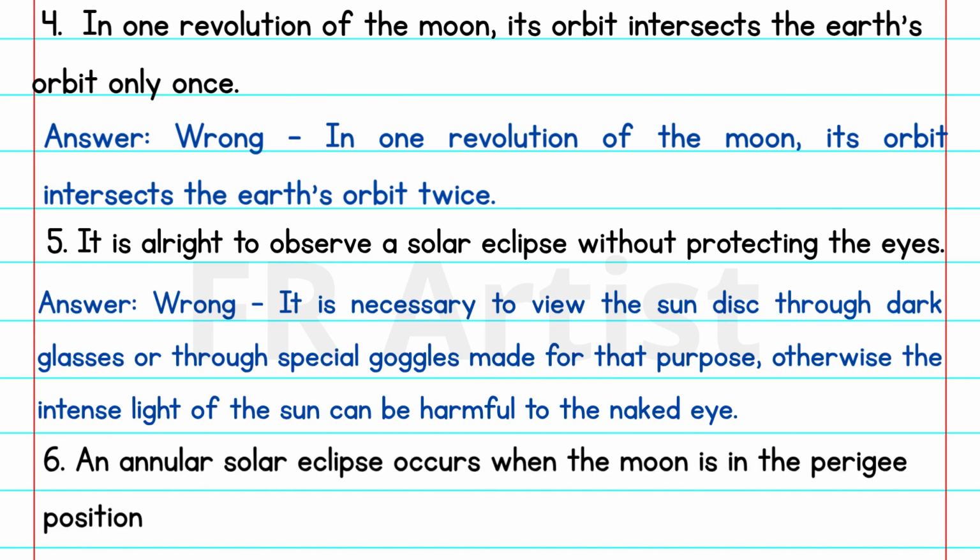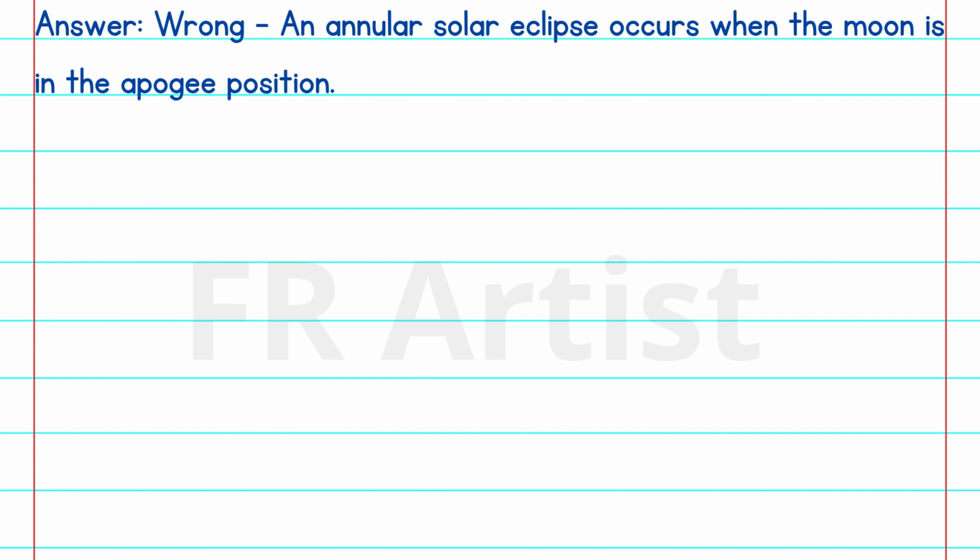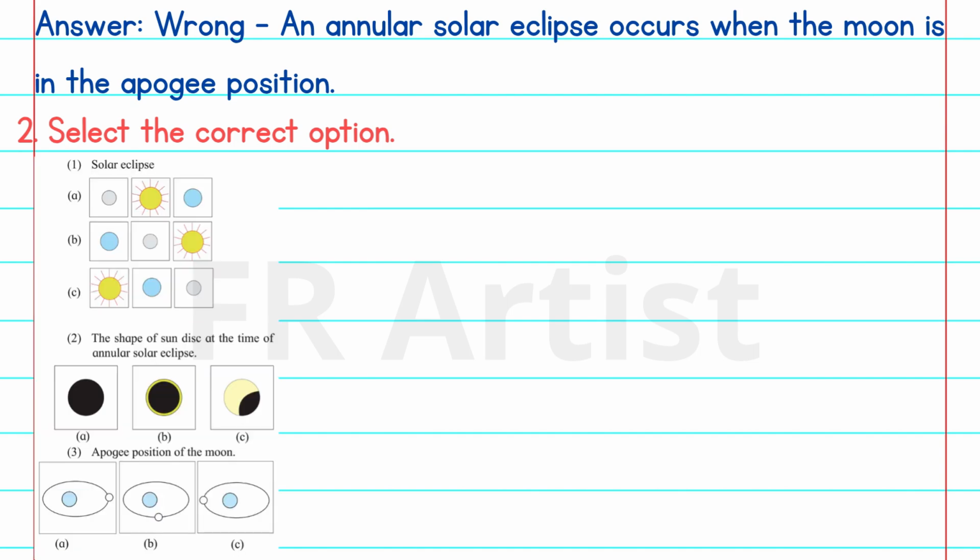Fifth, it is alright to observe a solar eclipse without protecting the eyes. Answer: wrong. It is necessary to view the Sun disk through dark glasses or through special goggles made for that purpose. Otherwise, the intense light of the Sun can be harmful to the naked eye. Sixth, an annular solar eclipse occurs when the Moon is in the perigee position. Answer: wrong. An annular solar eclipse occurs when the Moon is in the apogee position.